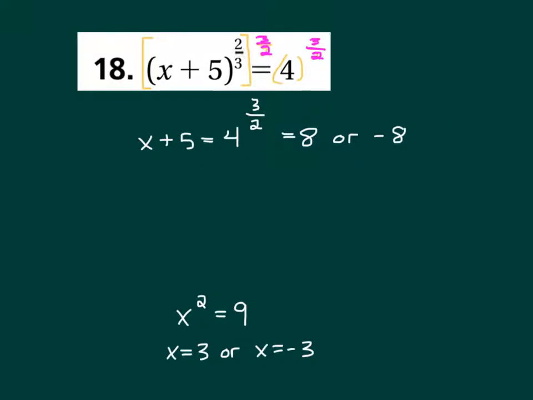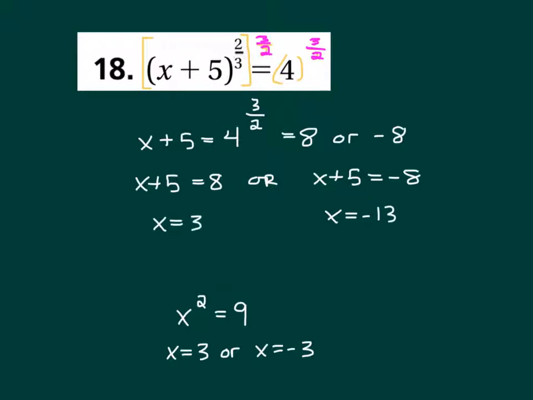So up there we have x plus 5 could be 8, or x plus 5 could be negative 8, so x could be negative 13, x could be 3, at which point you have to check each of those possible answers. These should both check out nicely. So x could be 3 or negative 13 there.